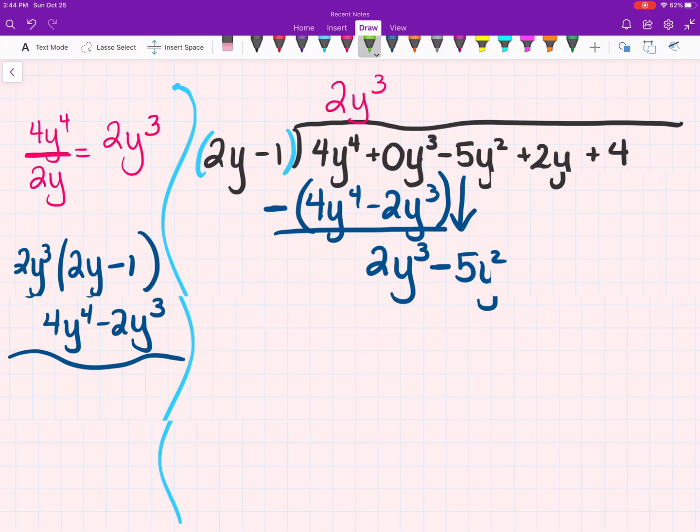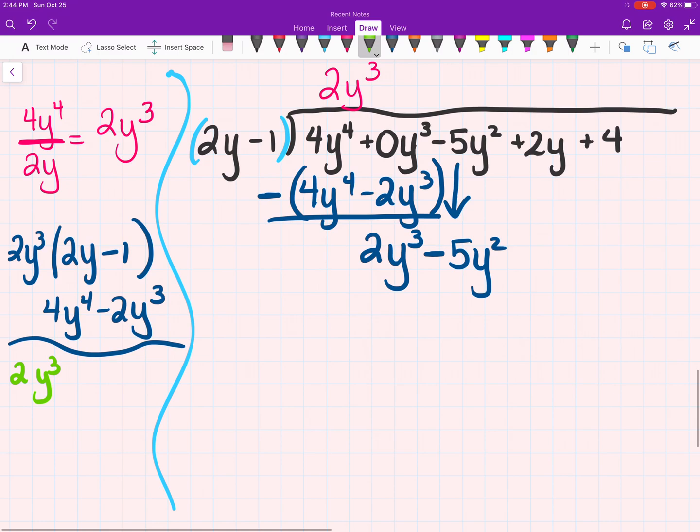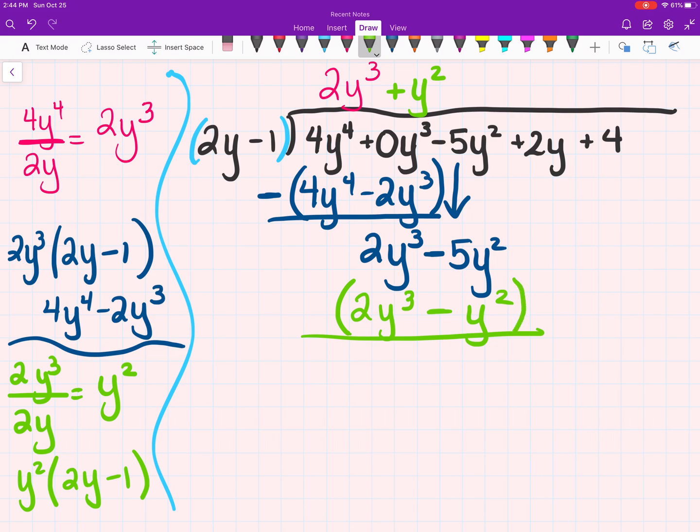I say, okay, I need 2y to the third. Again, either in your head or on a loose leaf sheet of paper or dry erase, divided by 2y is going to give me y squared. So that's what's going up here, a plus y squared. I'm going to take that y squared and I'm going to multiply it by the whole 2y minus 1. So that's going to give me 2y to the third minus y squared. Again, don't forget we're subtracting this entire thing.